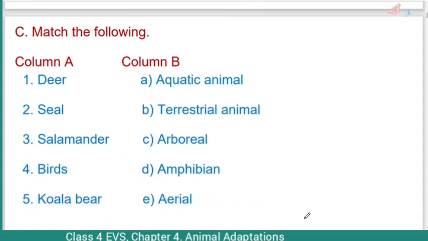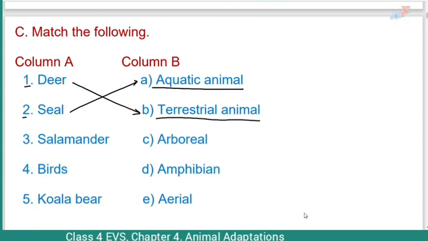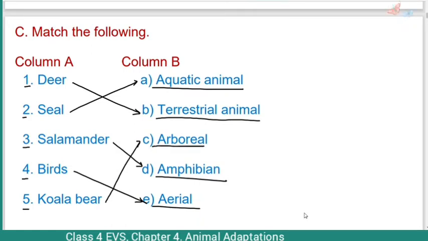Now section C, match the following. In the column A, you have to match with the column B. Deer is a terrestrial animal. Seal, it is an aquatic animal. Salamander, it is an amphibian. Birds are aerial. Koala bear is an arboreal.